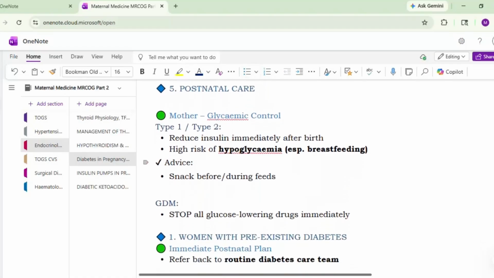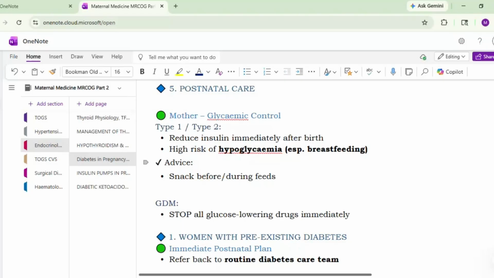Okay. Now postnatal care. This is very important. Please concentrate here because there are SBAs or EMQs in this section. Then what will be the monitoring in the postnatal period? What about the insulin in the postpartum period? For type 1 and type 2 diabetes, reduce insulin immediately after the birth.